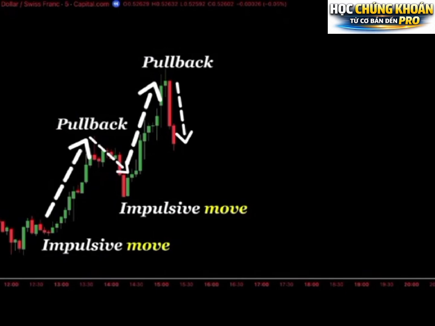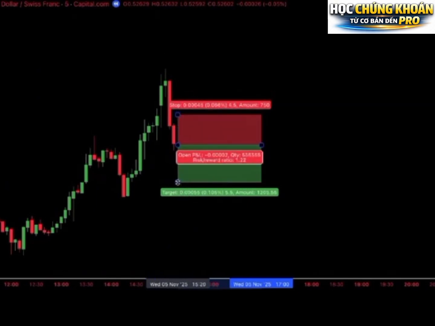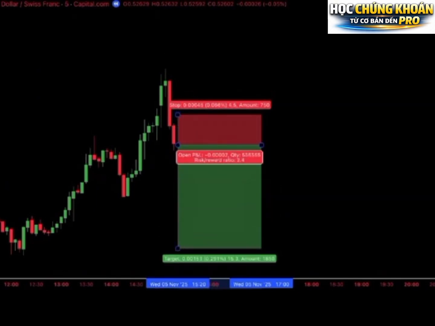If you do not understand that these downward moves are simply retracements, you might think that the market is about to reverse. As a result, you may enter a trade against the trend during the pullback. But what happens next? The market resumes its upward movement, the next impulsive move begins, and you get stopped out. This is exactly why understanding market structure is so important. It helps you stay aligned with the dominant side of the market and avoid trading against it.